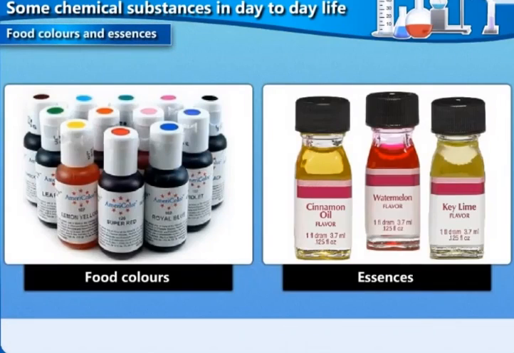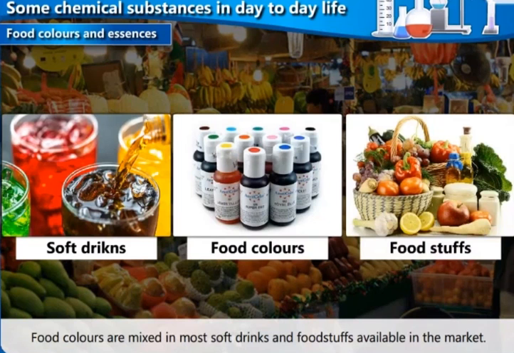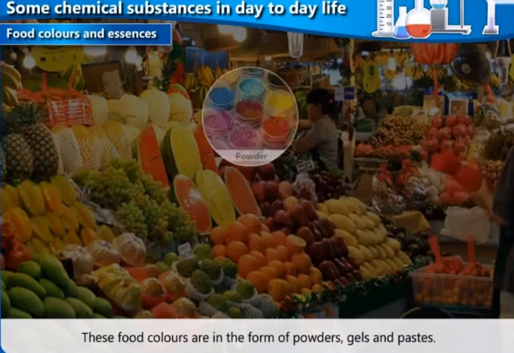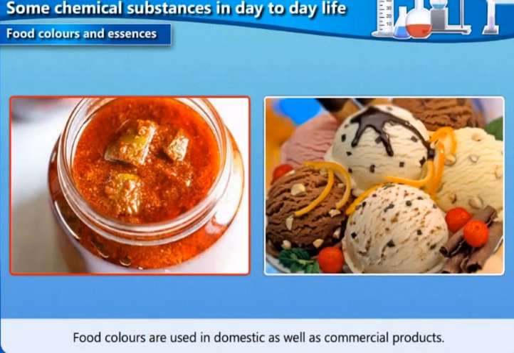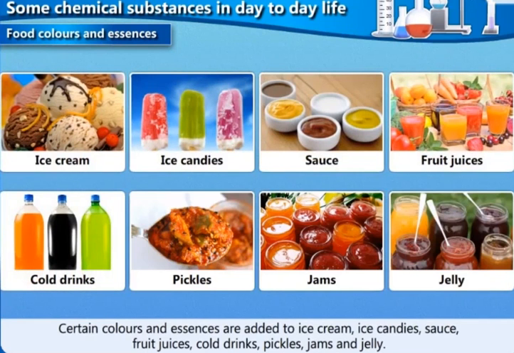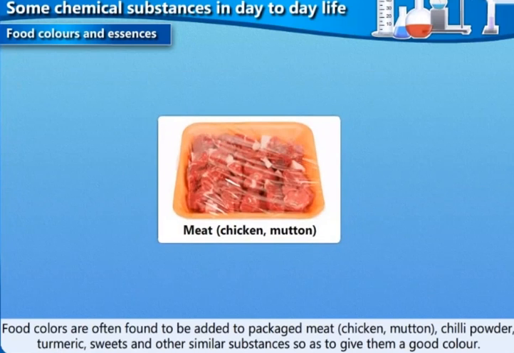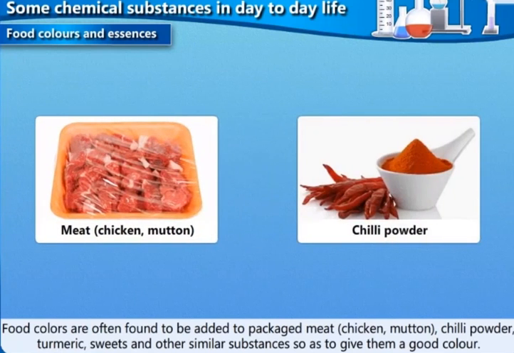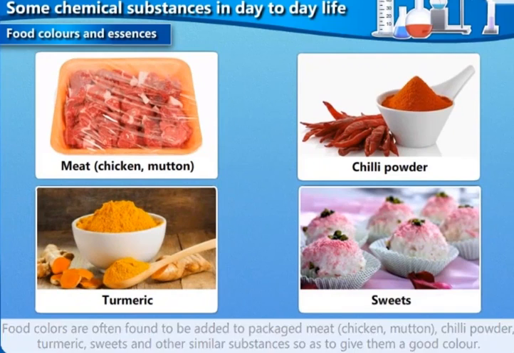Food colors and essences. Food colors are mixed in most soft drinks and foodstuffs available in the market. These food colors are in the form of powder, gels, and pastes. Food colors are used in domestic as well as commercial products. Certain colors and essences are added to ice cream, ice candies, sauce, fruit juices, cold drinks, pickles, jams, and jelly. Food colors are often found to be added to packaged meat, chicken, mutton, chili powder, turmeric, sweets, and other similar substances so as to give them a good color.